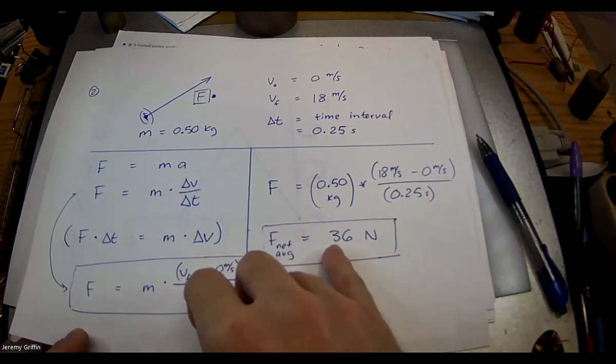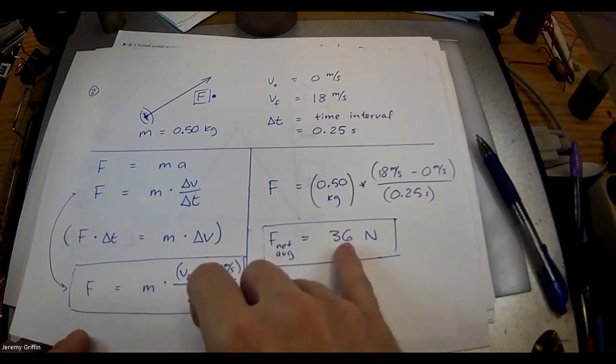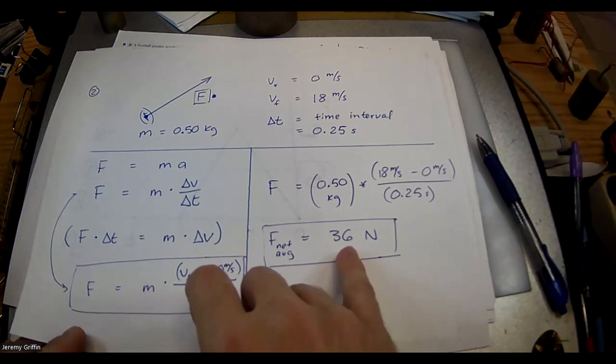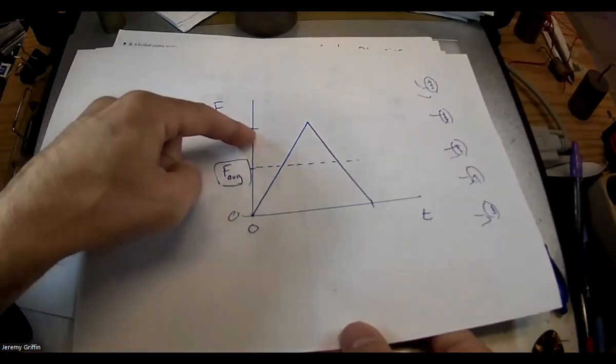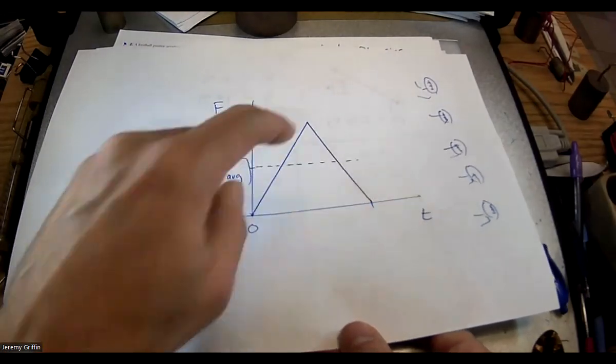Because what's the max force on the football? 72. So it looks like the seams are going to break. Right? You guys get that? Because you have to take the average force of 36 newtons and double it to get the maximum force, which happened for... Okay. All right.